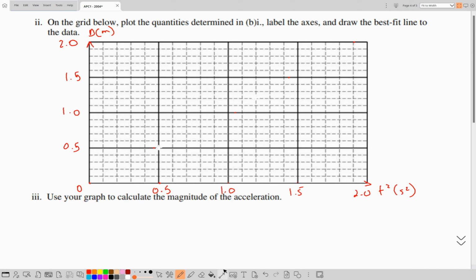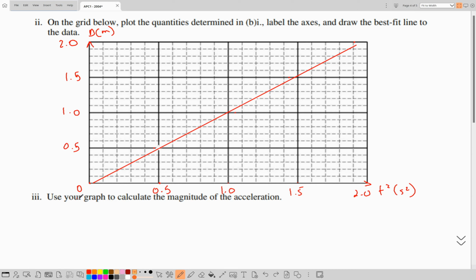And now we connect these points and try as much as possible, if it's not passing through all the points, to be equidistant. Then let me try. I think that works perfectly. Let me adjust it more. Okay. So that would be our best fit line.